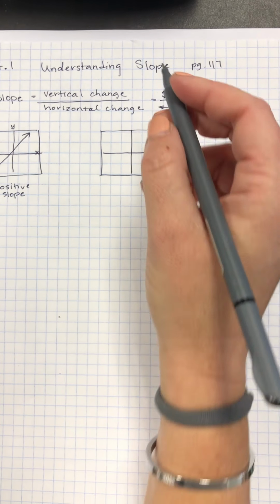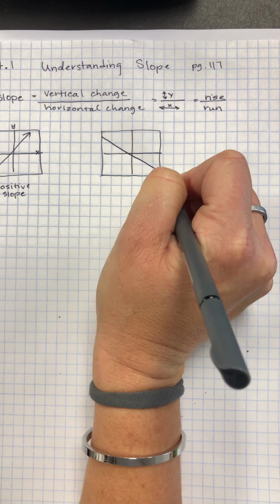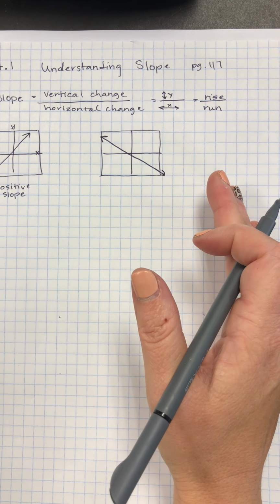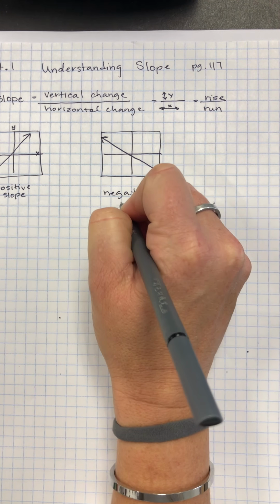Okay, and then the reverse is true. Going from left to right, if it goes down, it's a negative slope.